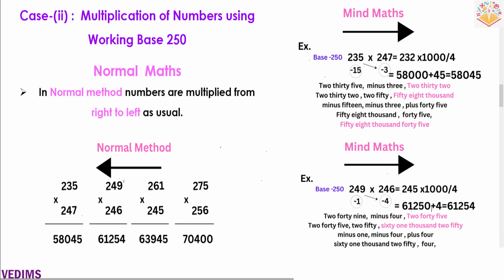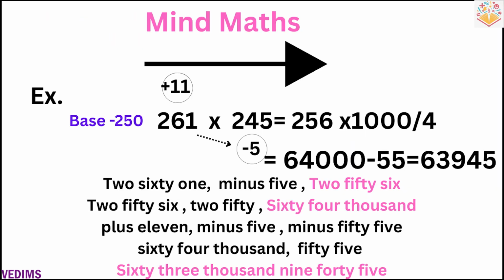The answer is correct. Similarly, 249 into 246. 249 is a deficit of 250 by minus 1, 246 has a deficit of minus 4. Cross add, you get 249 minus 4, 245. Multiply it with 1000 upon 4, you get 61,250. Multiply the deficit numbers, minus 1 into minus 4 is plus 4. The answer will be 61,254.